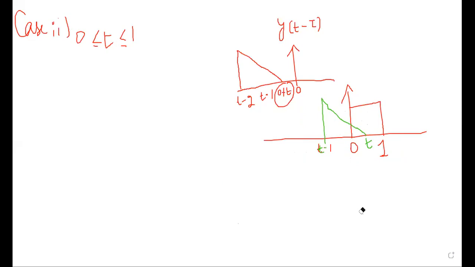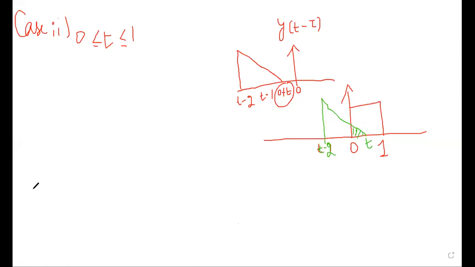Is the diagram right? Make it fast. Yes, ma'am. Okay, the lowermost time I have to write as t minus 2. So now can you tell me the overlapping?